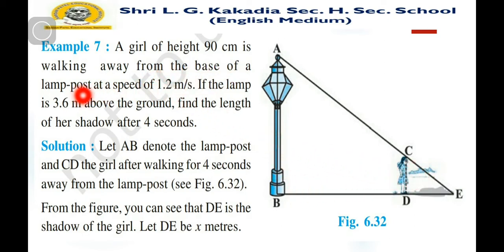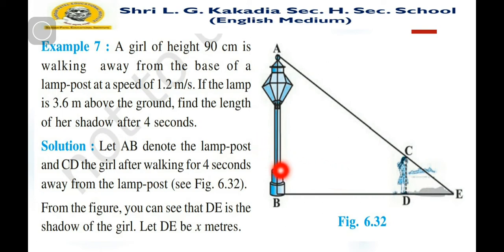She is walking away from the base of the lamp post, from point B, at a speed of 1.2 meters per second. If the lamp is 3.6 meters above the ground, find the length of her shadow after 4 seconds. If she reaches here, we want to find the length of her shadow, which means we want to find DE.